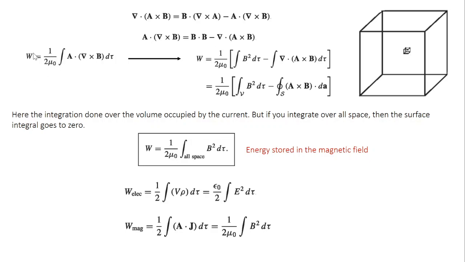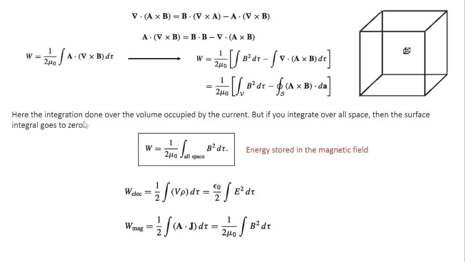Now from the expression for work done, we can substitute for this term. So work done becomes 1 over 2 mu naught integral B dot B, which is B square, d tau minus del dot A cross B d tau. Now this volume integral I can convert into surface integral using Gauss theorem. So the expression for work becomes 1 over 2 mu naught volume integral B square d tau minus surface integral A cross B dA.